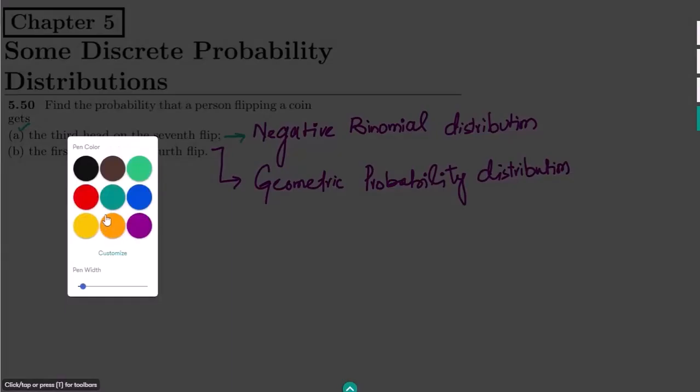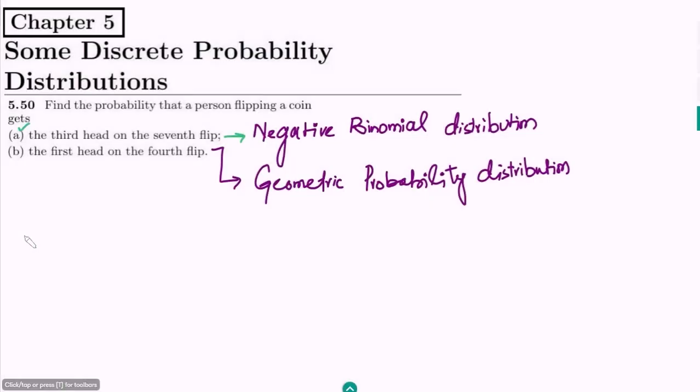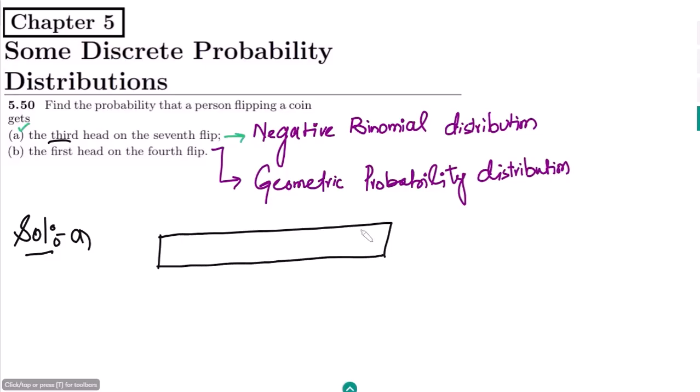Okay, so let us solve them. First of all, let me solve part A of my question. In part A, the third head on the 7th flip means the coin has been flipped 7 times, and on the 7th flip he has got the third head. So let me again illustrate it with the help of this diagram.